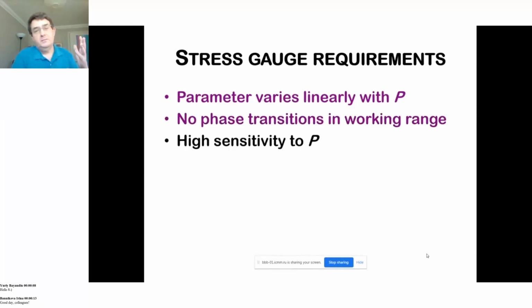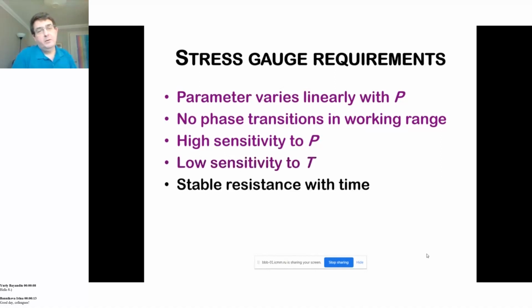You want it to be not sensitive to things that you are not trying to measure. So many materials will have a pressure and temperature sensitivity with respect to, say, electrical resistance. So we look for materials which have good stress sensitivity, very low temperature sensitivity.